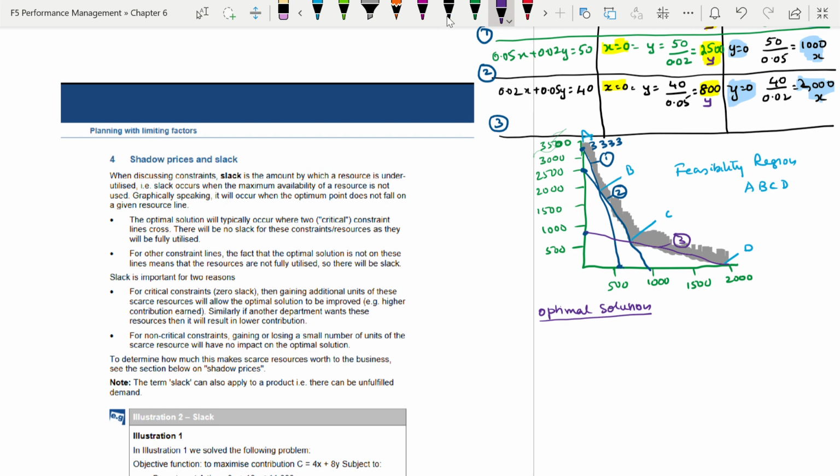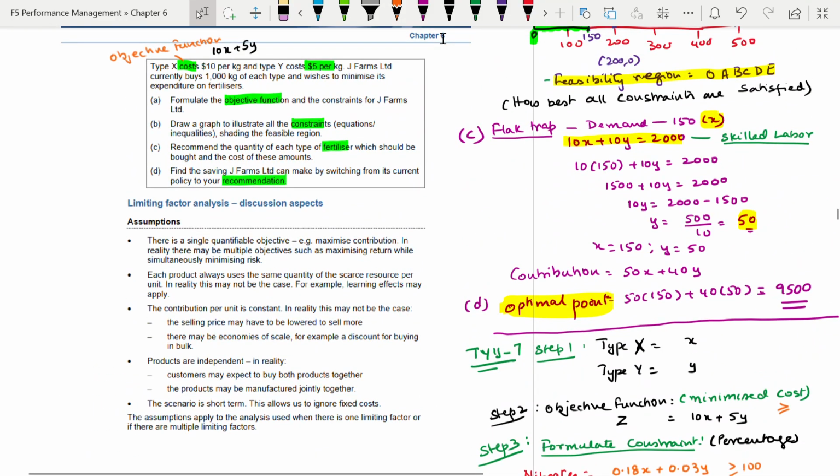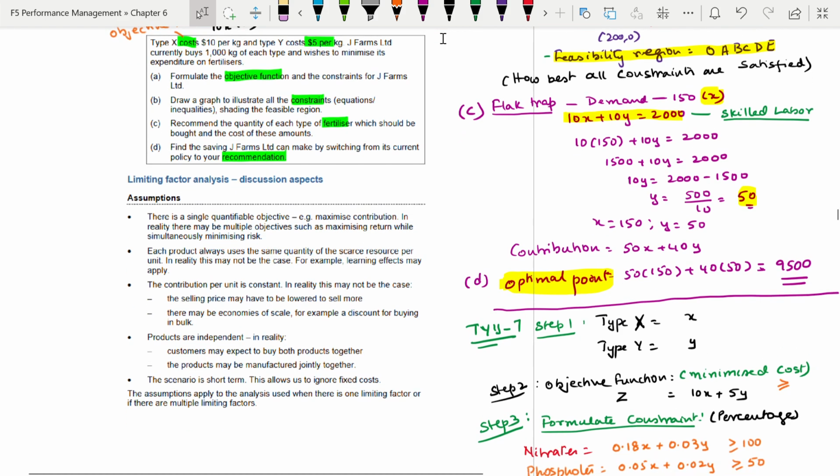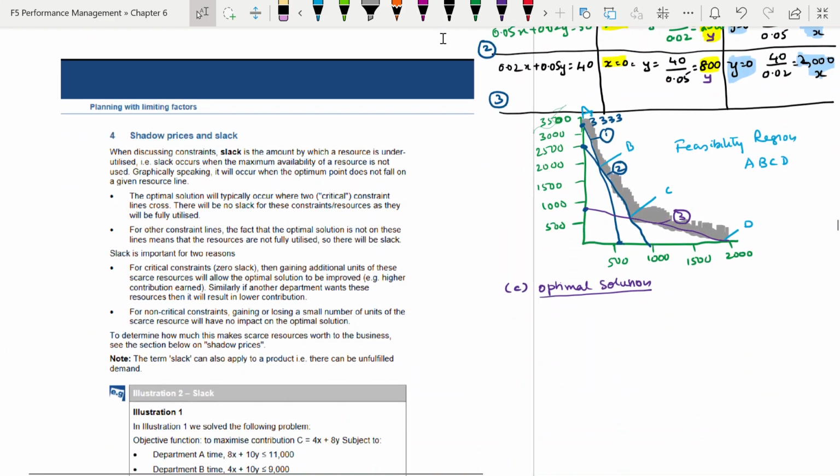Is it optimal? This is point number C. What is the optimal solution? What is the quantity? In the second one, we have the calculated shaded feasible region. Now we have to do it one by one.